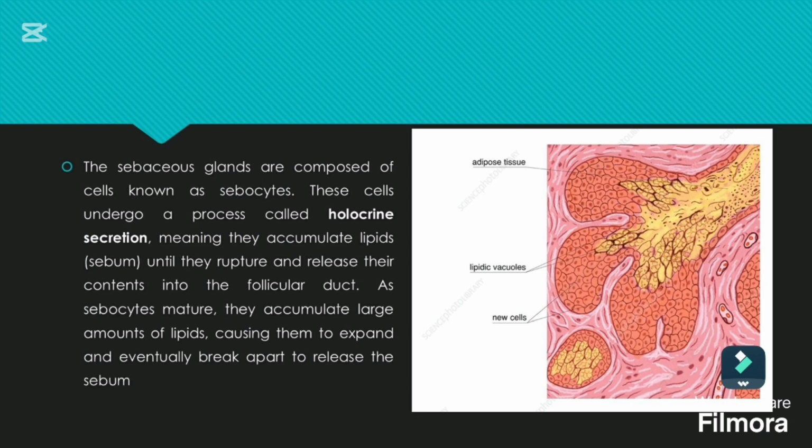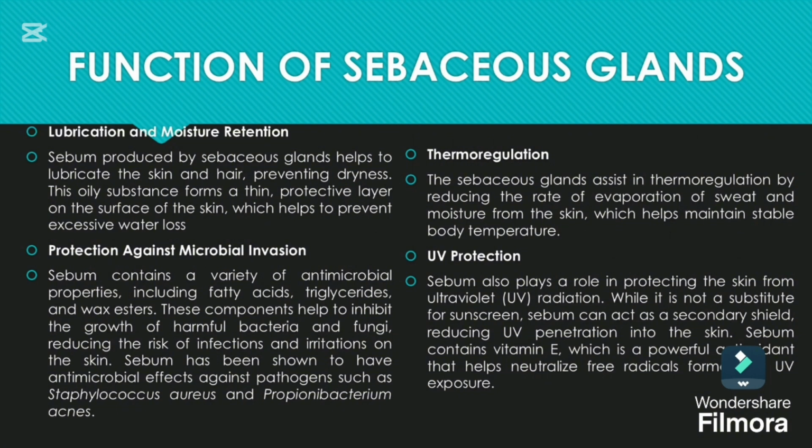How then do they accumulate this oil? They accumulate it from the lipids in our body. That is where they get this oil. It keeps on accumulating these lipids up to the point where it gets to maturation, and when it gets to maturation, it is going to rupture and release that oil. That oil is now what we call the sebum.